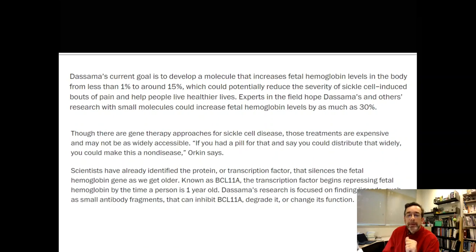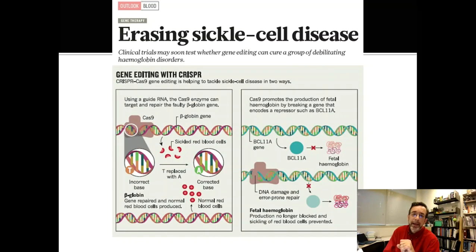By the way, this all has to do with a transcription factor that silences the fetal hemoglobin. So what she's trying to do is mess up the transcription factor, possibly with an antibody fragment, which brings it back to the antibodies that we've talked about. All this is to say a lot of details, but we just want you to know what is her strategy. And it has to do with fetal hemoglobin as well.